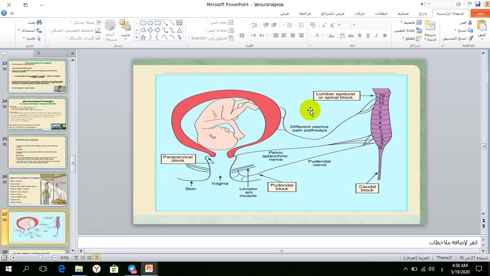هنا عندنا lumbar epidural or spinal block. شوفوا at the level of T10 زين لحد L1، different uterine pain pathways. عندنا paracervical. هنا عندنا block ممكن نسوي levator ani muscle block. هنا ممكن pudendal nerve block نسوي. راح يسوي لنا بلوك، يسوي لنا هذه البودندال نيرف فايبر، أو caudal block نسوي.